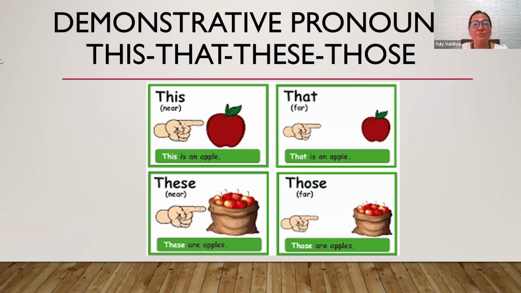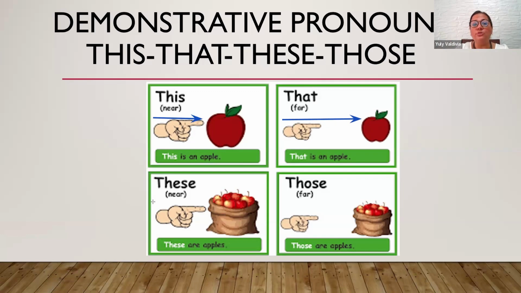So look at the image here. We have this. You see the hand? It's really near. It's muy cerquita, near. So we say this, this, this. What about this image? Look at the hand. It's a little bit far. Un poquito lejos. And that will be that. This, that. This, that.